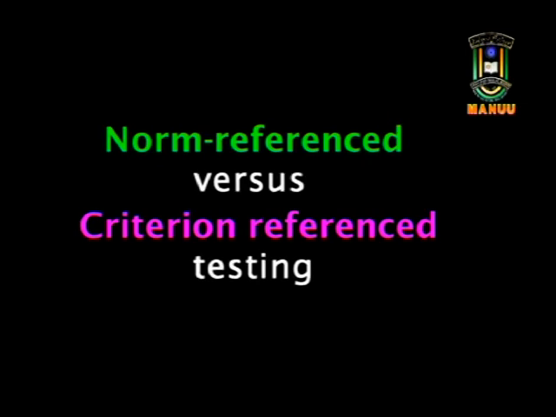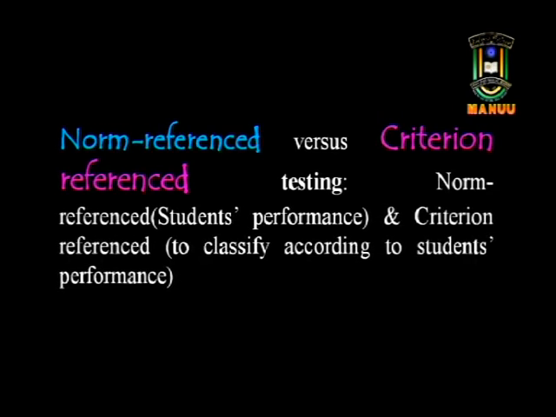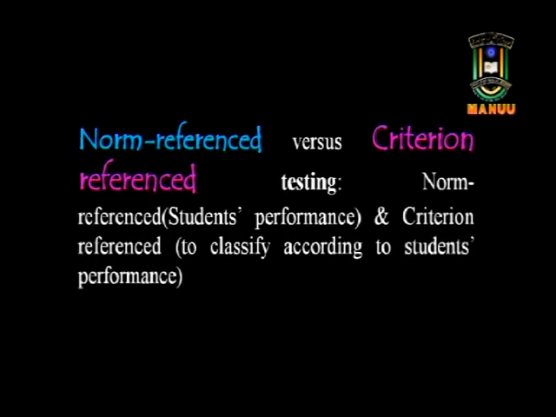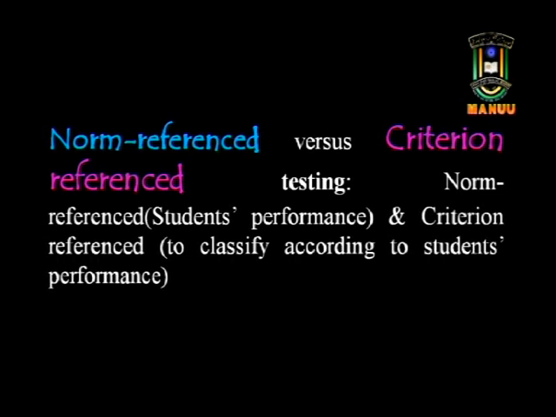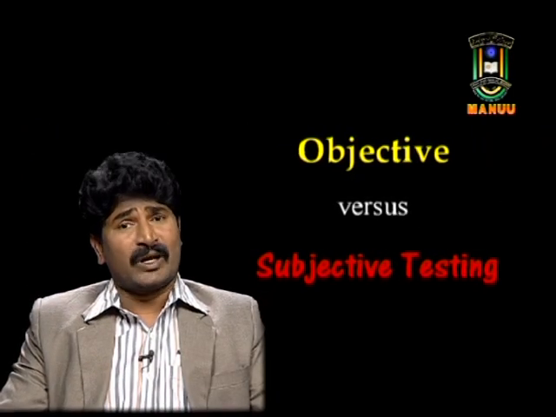Norm referenced versus criterion referenced testing. This is also one of the important approaches to testing in language teaching. Norm referenced, it means a student's performance, whereas criterion referenced is to classify according to student's performance. This is the major difference between norm referenced and criterion referenced. When you talk about norm referenced, it talks about the student's performance, but criterion referenced talks about classifying according to the student's performance. What about objective versus subjective testing? These are also some of the interesting approaches which we can use for testing.